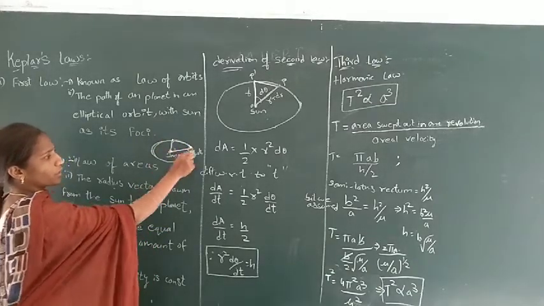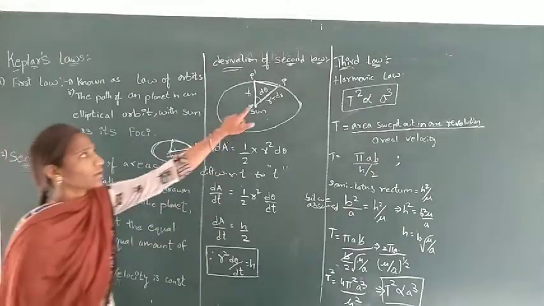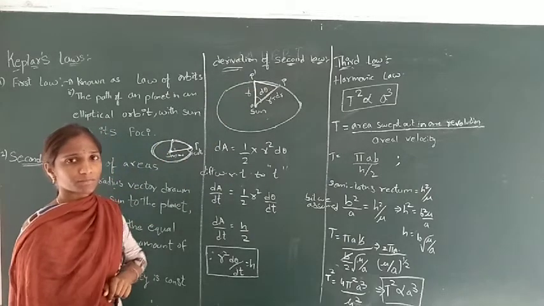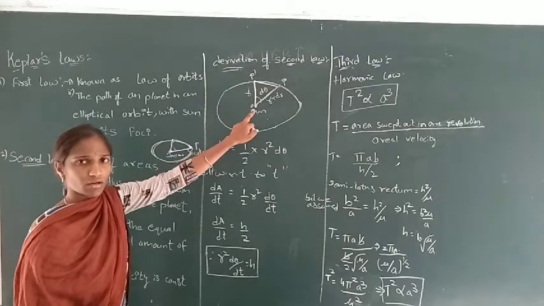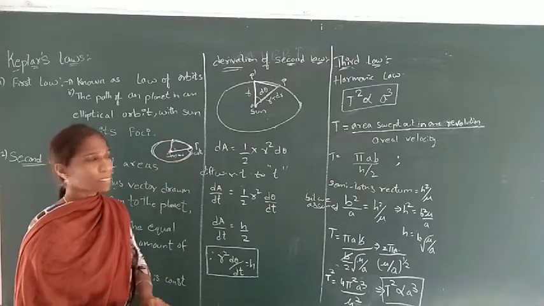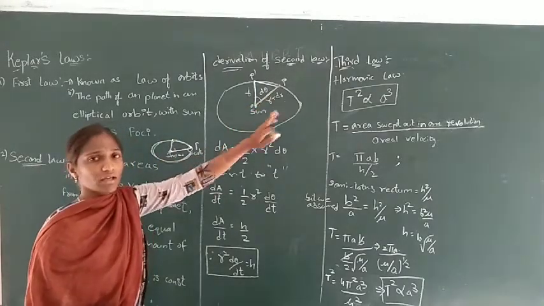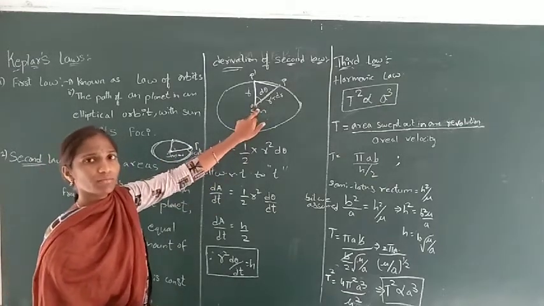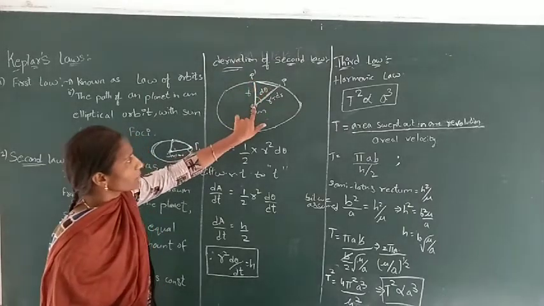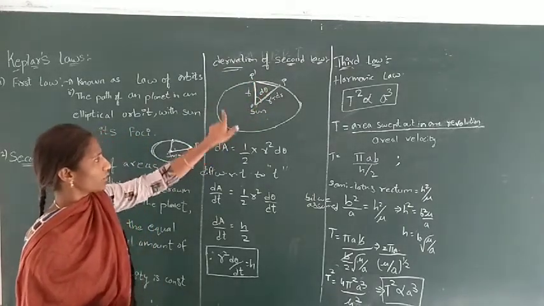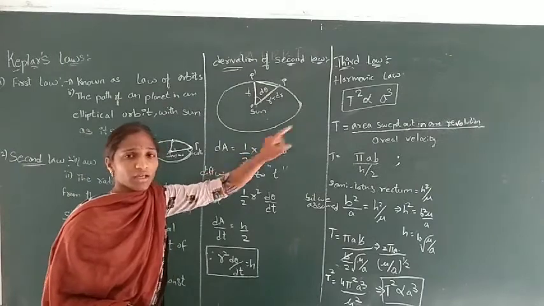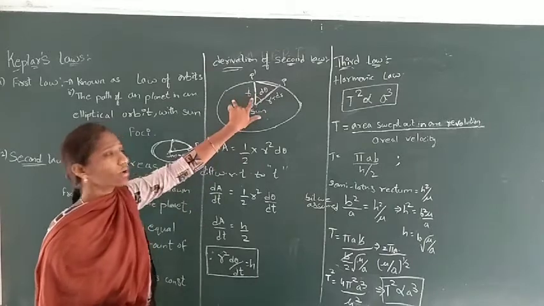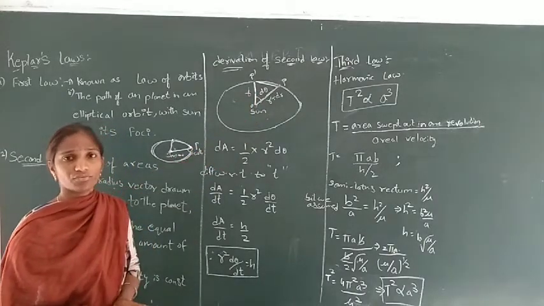Let there be a certain point P, and let there be a certain point P dash. Let O be the center of the sun, and P be the planet. If a planet moves around the sun, the vector is drawn from the sun. Wherever the planet may be, here or here or here, it sweeps out, it covers, equal amounts of area in equal amounts of time.